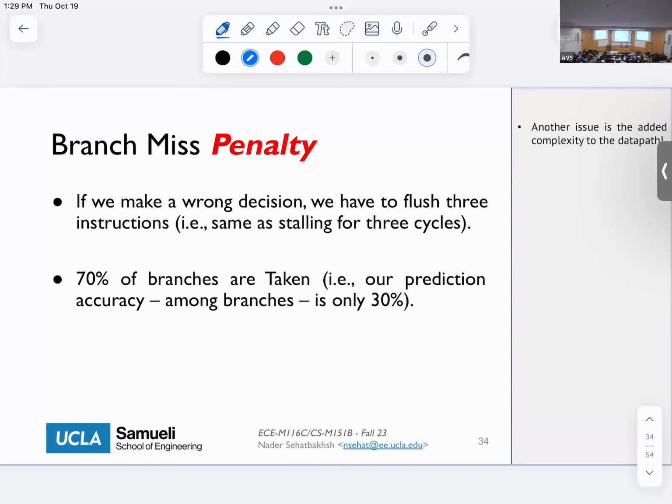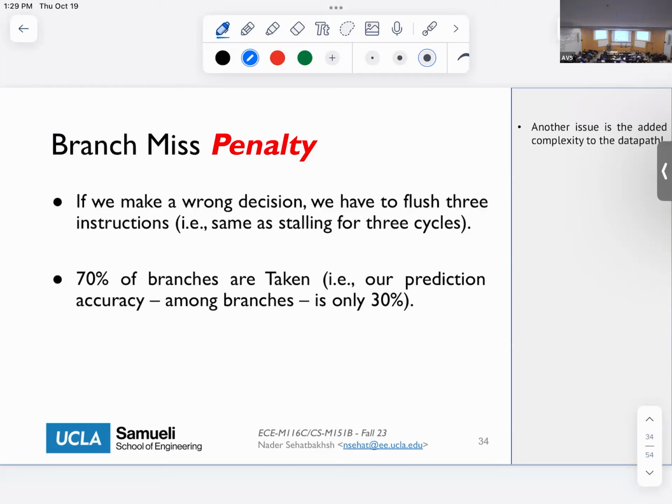So what is the miss penalty in this case? Miss penalty is basically, if you make a wrong decision, we have to flush 3 instructions. In other words, we need to stall the process. It's the same as if we had stalled the processor for 3 cycles, because we're not really doing anything useful during those 3 cycles, and then we have to flush them. The only difference is that originally we had to stall the processor, now we let them go and then we flush them, okay?